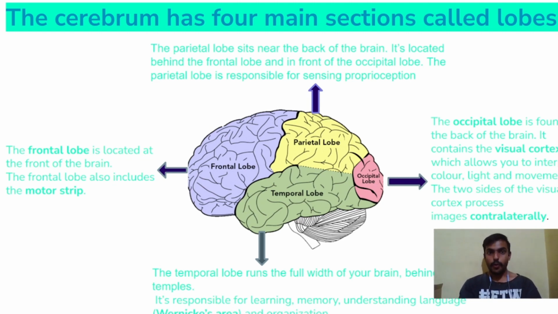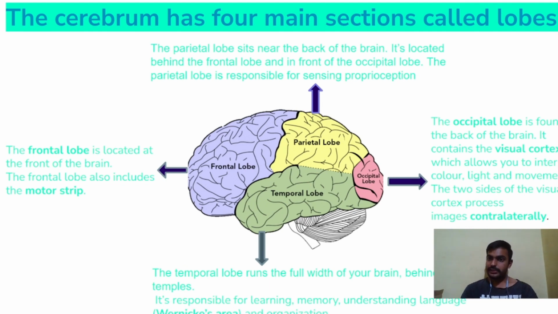The parietal lobe sits near the back of the brain. It is located behind the frontal lobe and in front of the occipital lobe. The parietal lobe is responsible for sensing proprioception. Proprioception is the ability of sensing position, direction, and movement of a human being.